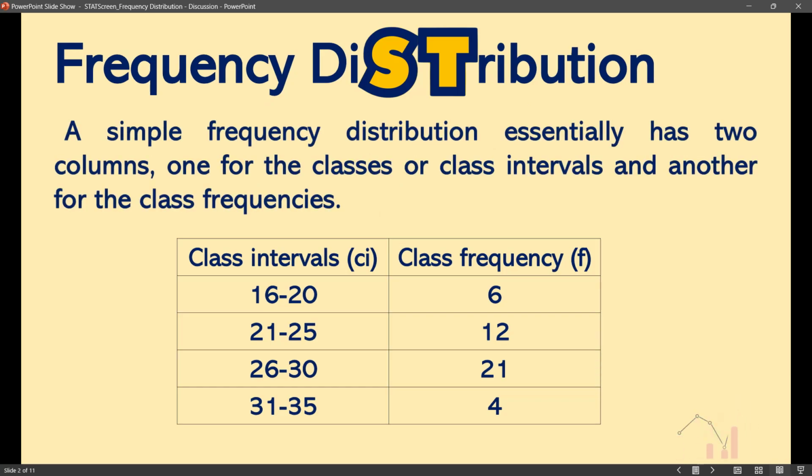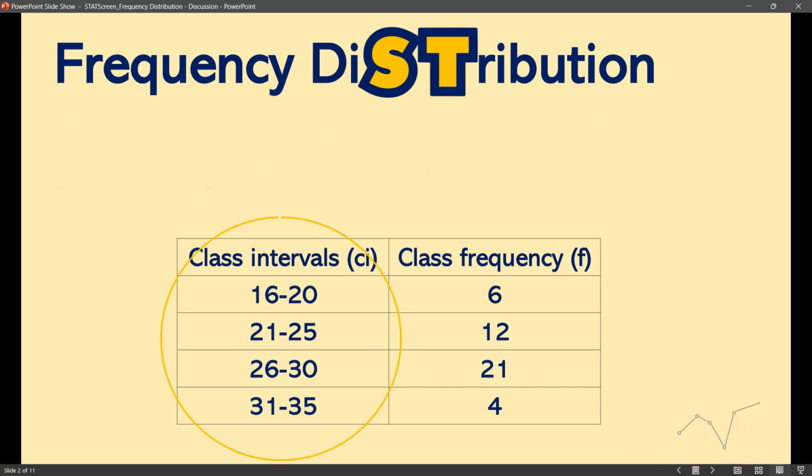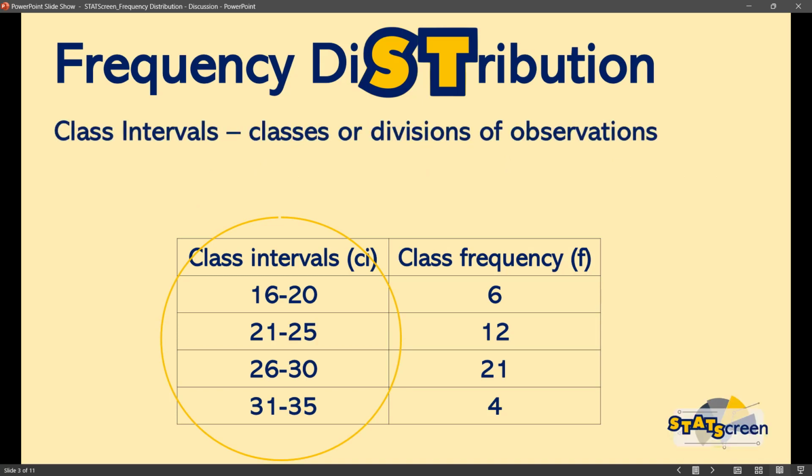A simple frequency distribution essentially has two columns. One is for your class intervals, or the range of values, and you have your class frequencies, which correspond to the number of observations falling in each class interval. The class intervals, again, refer to the classes or divisions of observations.